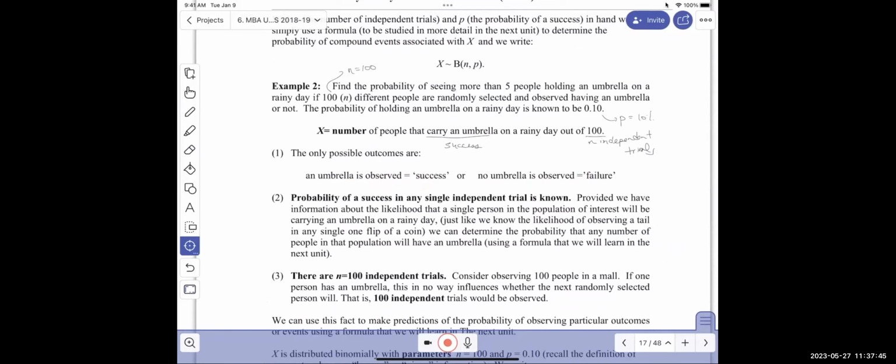Criteria number 2, the probability of success in any single independent trial is known. Notice that this information needs to be provided, right? We need to have that information previously given to be able to define this as a binomial distribution.